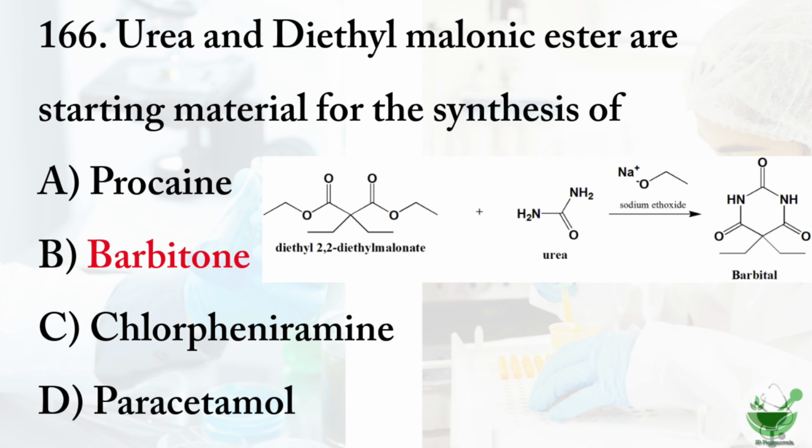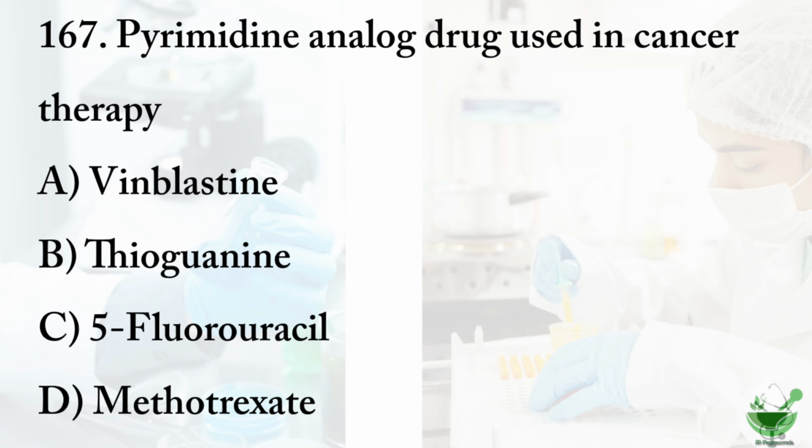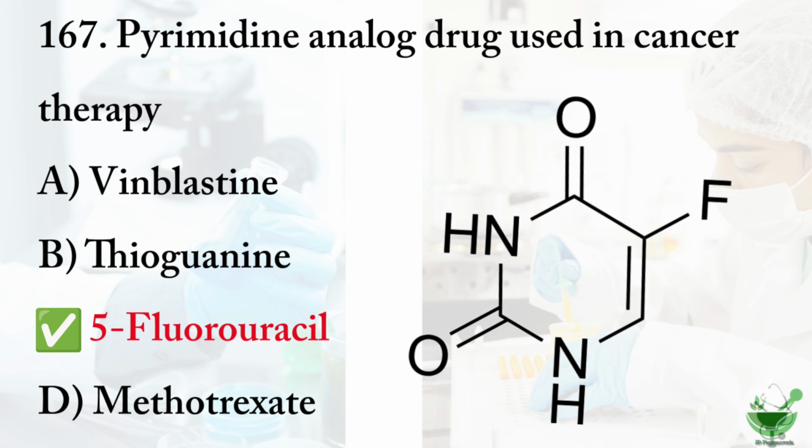Next question. Pyrimidine analog drug is used in cancer therapy. So which pyrimidine analog drug is used in cancer therapy? Options given are A vinblastine, B thioguanine, C 5-fluorouracil, D methotrexate. So the correct answer is 5-fluorouracil.